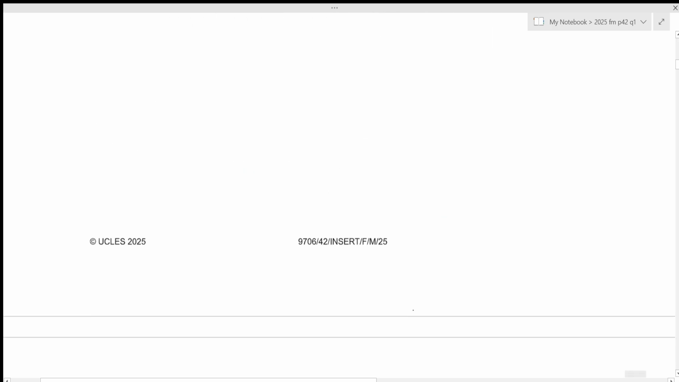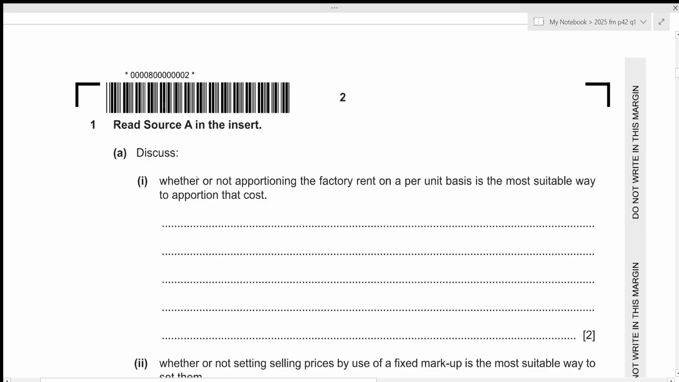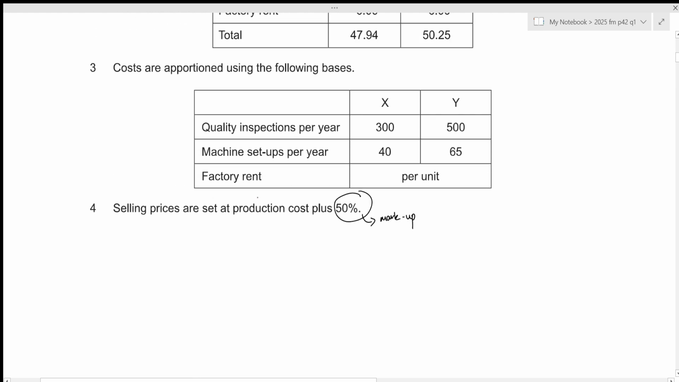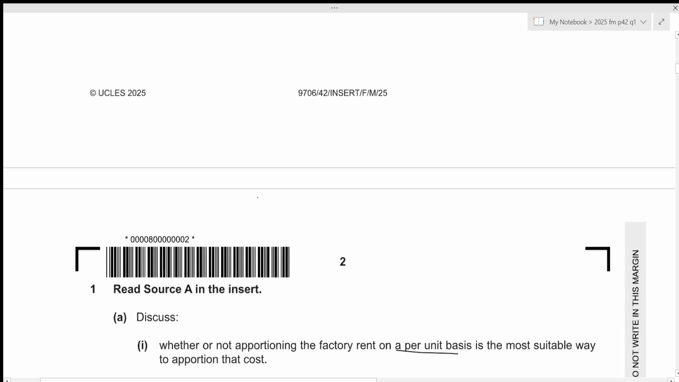Let's take a look at the first question. We need to discuss whether or not apportioning the factory rent on a per unit basis is the most suitable way to apportion that cost. As we can see, here the factory rent is being divided among 2 different products based on their number of units, which is not really realistic because floor area might be a more suitable basis while apportioning our factory rent. Let's write it down.